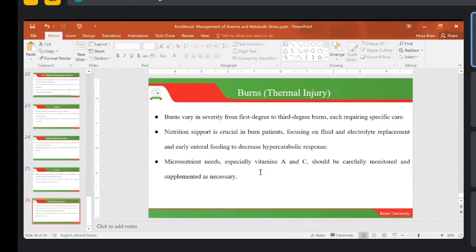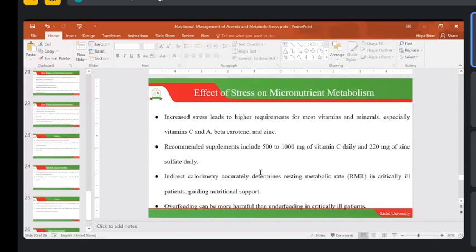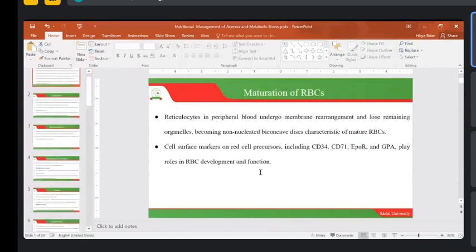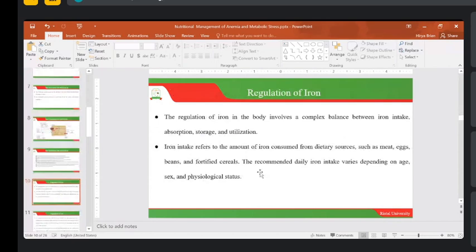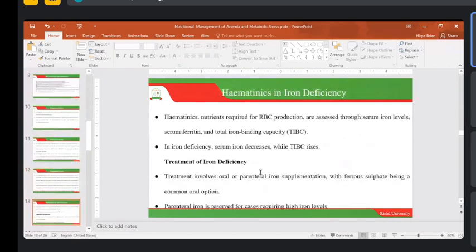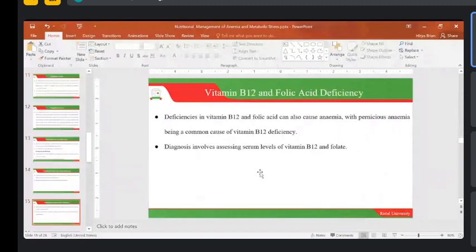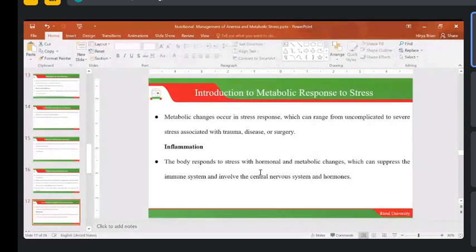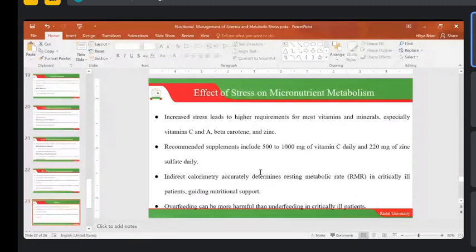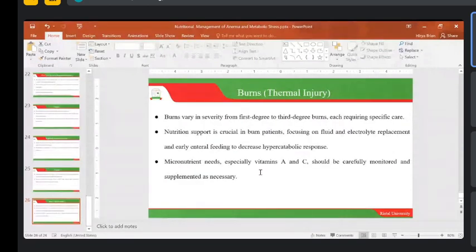So, friends, today we were looking at really things to do with iron, and we're looking at the different forms of anemia, looking at folic acid deficiency, looking at iron deficiency. We've also seen how iron delivers oxygen into the body, etc. And also we've been looking at stress, trauma, and surgical operation.